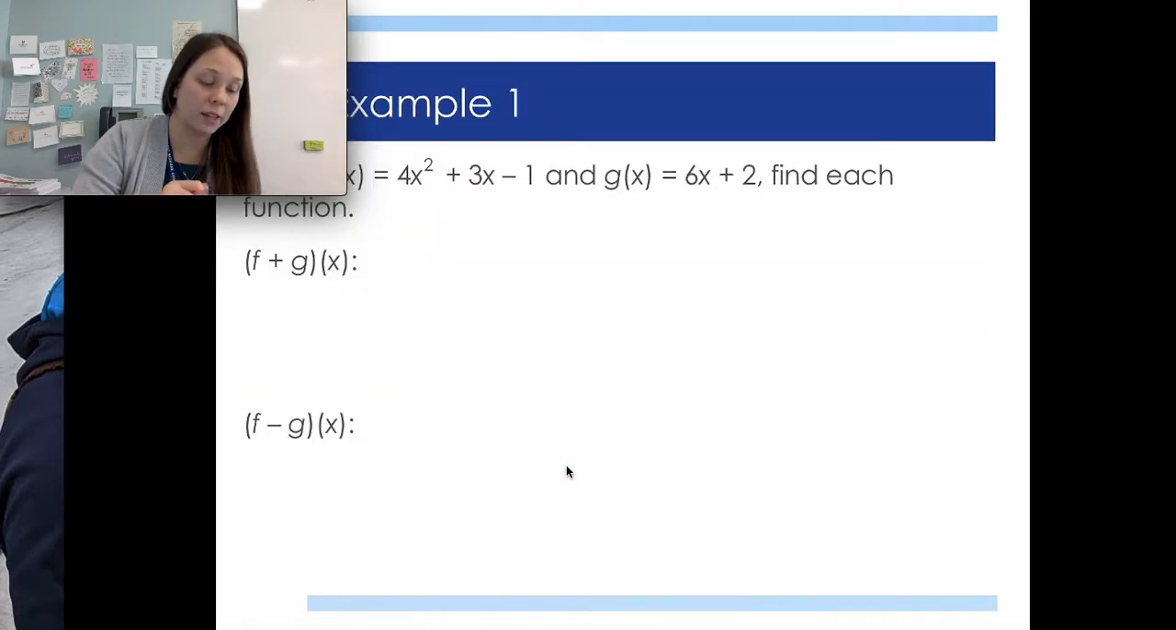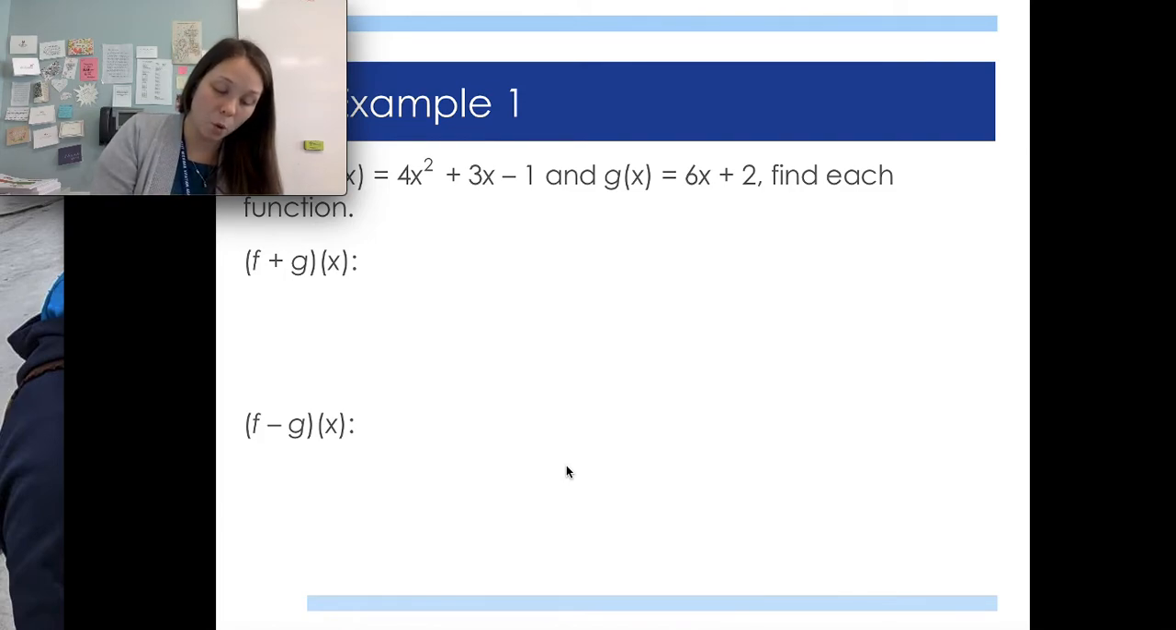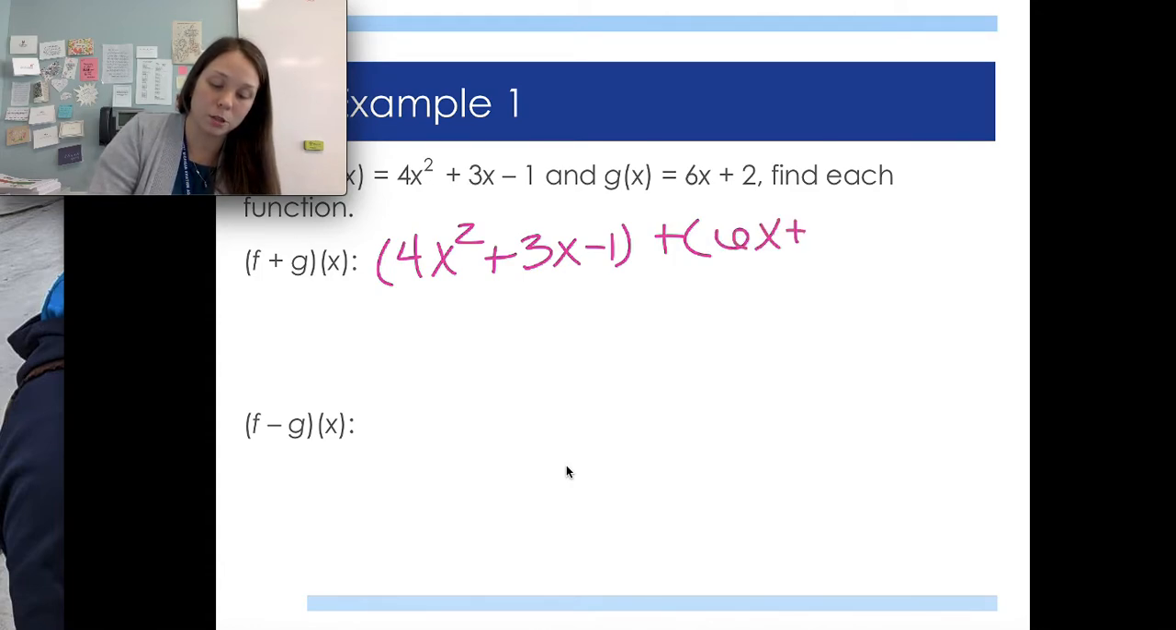We're given f of x is 4x squared plus 3x minus 1, and g of x is 6x plus 2, and we want to add them together. F plus g of x means I'm going to take function f, 4x squared plus 3x minus 1, and add it to function g, which is 6x plus 2.